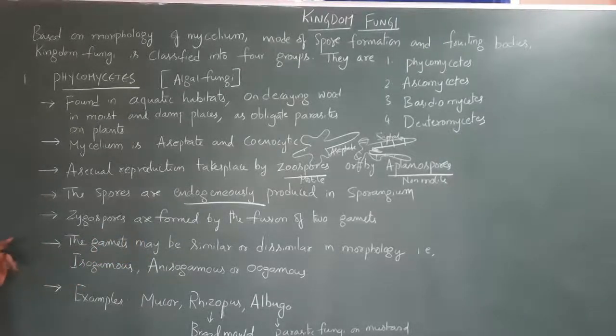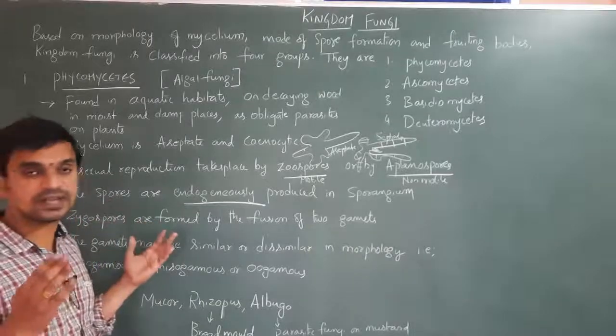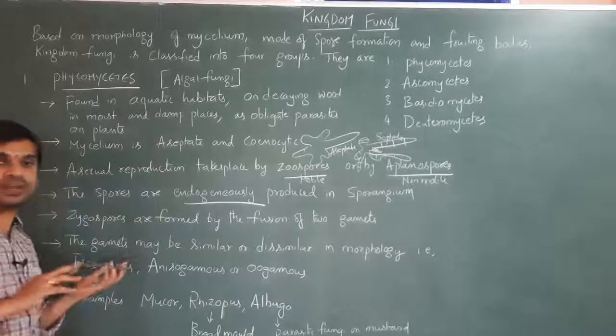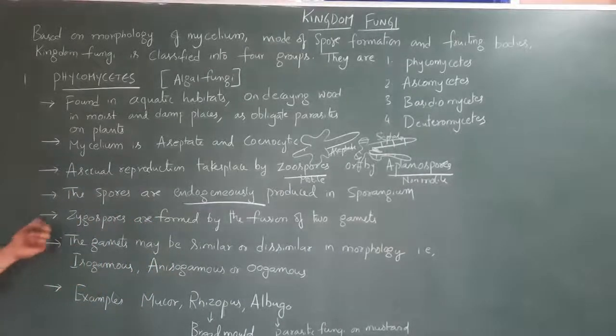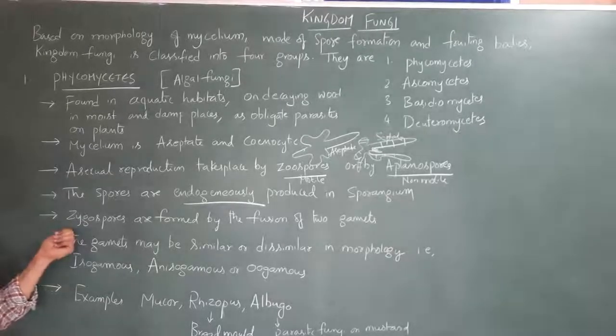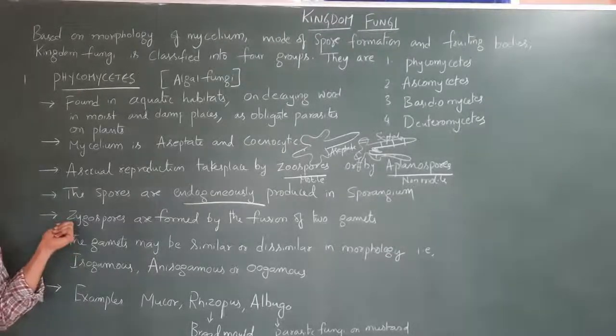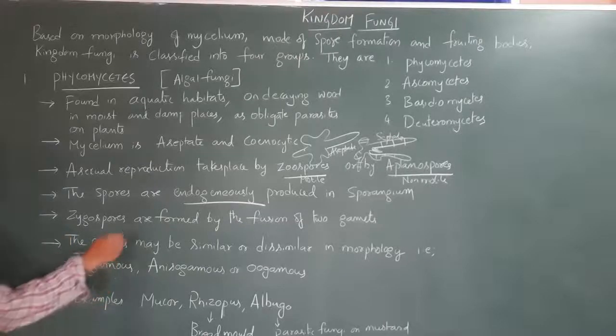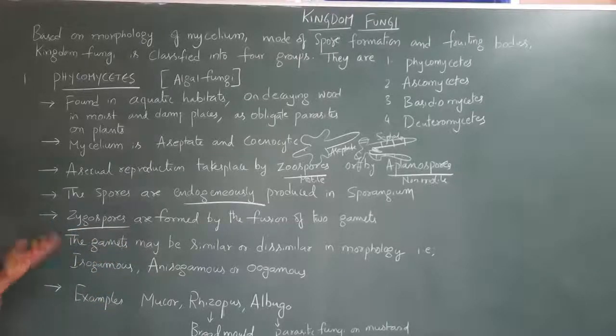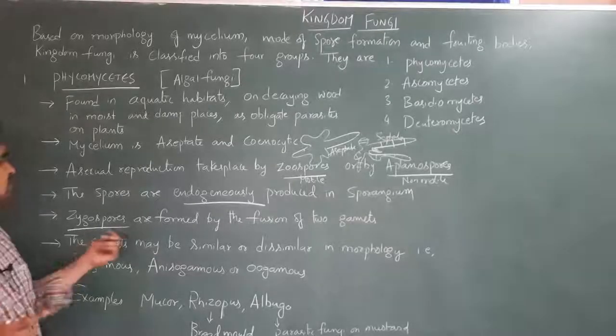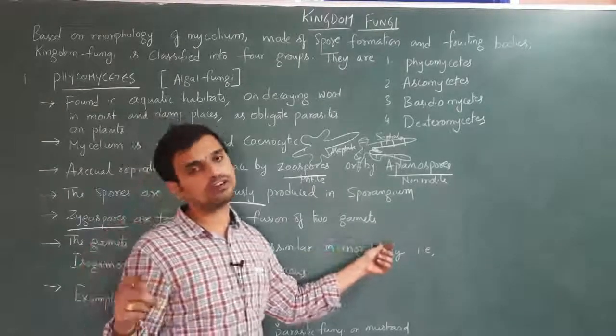How does sexual reproduction take place? Sexual reproduction always takes place by the fusion of male and female gametes. Here, the male gamete fuses with the female gamete, resulting in the formation of a special structure called zygospores. How are the zygospores formed? The male gamete fuses with the female gamete. Here, the zygospores are formed by the fusion of 2 gametes.